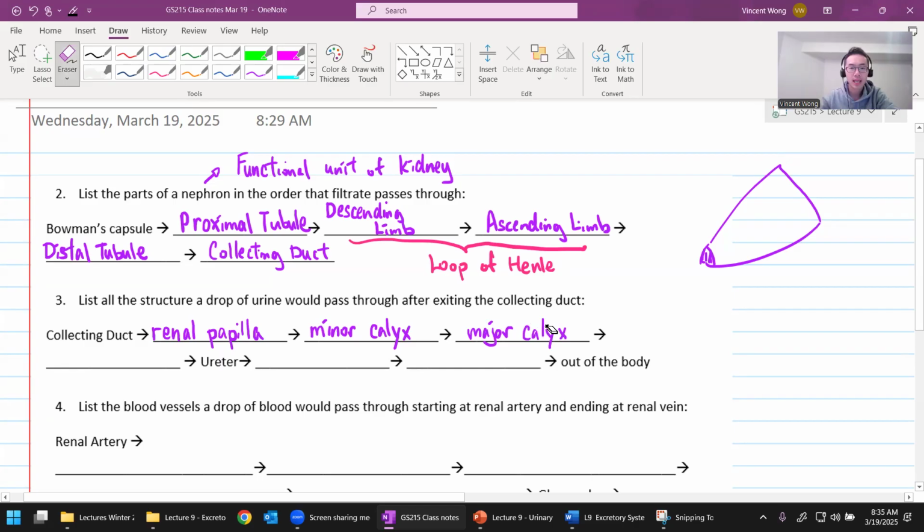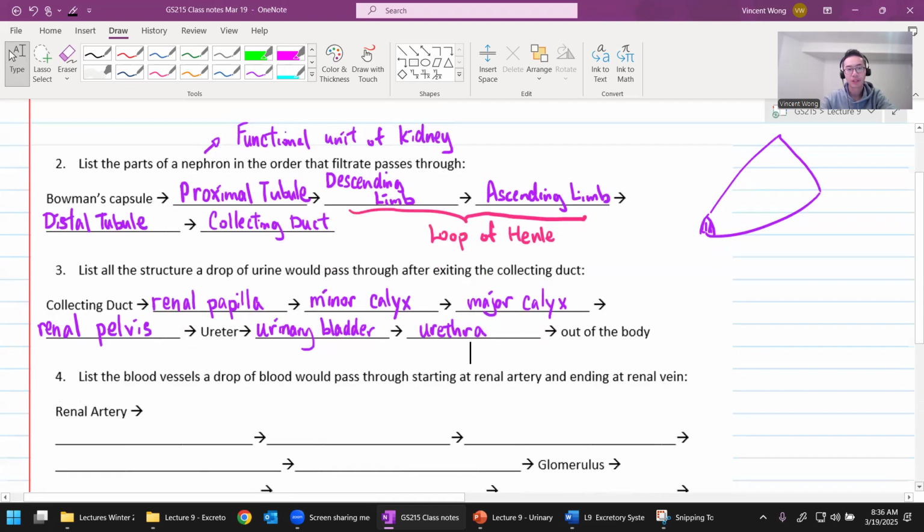yourself. And from the major calyx, it is going to go into the renal pelvis, ureter, and then urinary bladder. It's going to get filled up, and when it's too full, you will feel the urge to go to the bathroom, and it will come out through the urethra. Okay? Again, nothing's new. We're just reviewing.